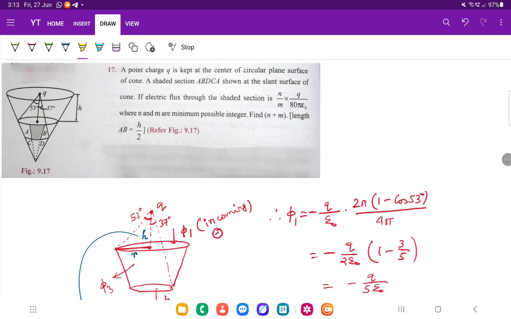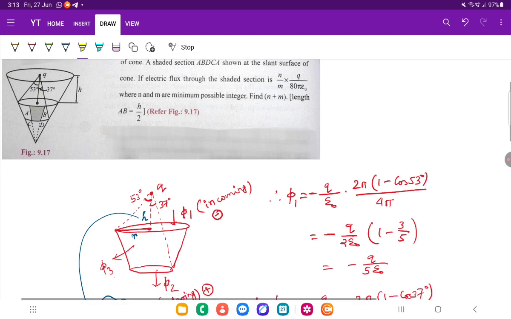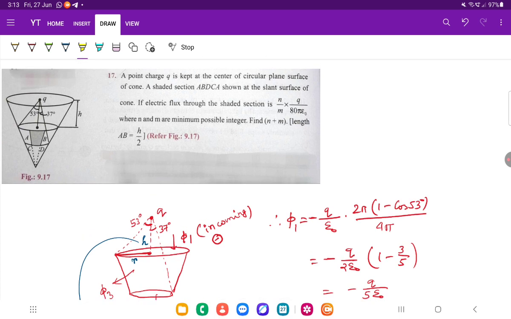Welcome back everyone. So today I brought another nice problem from electrostatics chapter. It's also from Supernova Physics book, and this problem is basically on flux calculation and application of Gauss law. So let me read out the problem once.